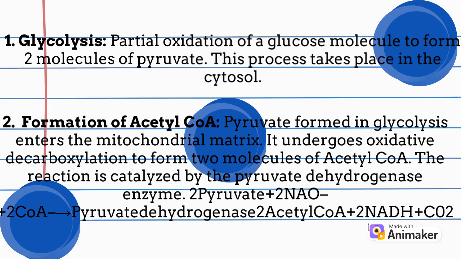Glycolysis is the partial oxidation of a glucose molecule to form two molecules of pyruvate. This process takes place in the cytosol. Formation of acetyl-CoA: pyruvate formed in glycolysis enters the mitochondrial matrix. It undergoes oxidative decarboxylation to form two molecules of acetyl-CoA. The reaction is catalyzed by the pyruvate dehydrogenase enzyme.